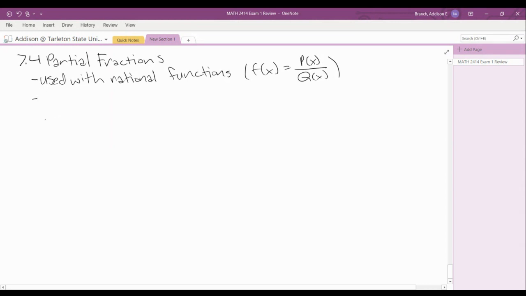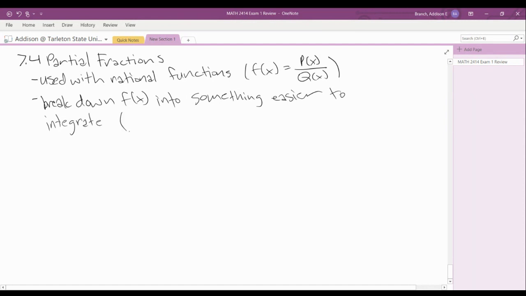And essentially these are used to break down f of x into something easier to integrate. When we do this, we usually end up using a natural log or a power rule. You may have a few exceptions here and there, but these are usually the main rules you'll use whenever you actually have to integrate.